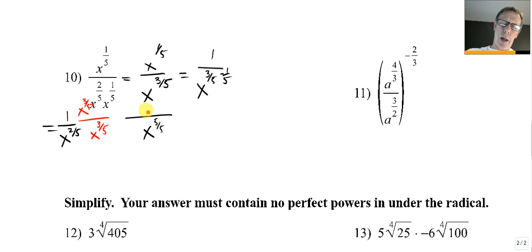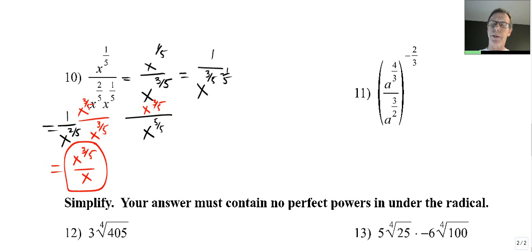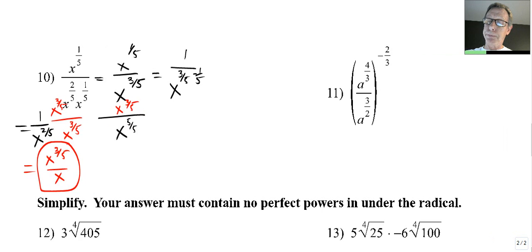So when I multiply, I'm going to end up with x to the 3/5 all over x to the 5/5, which 5/5 is 1, so I can rewrite that as x to the 3/5 all over x. And that's actually the proper form, even though it doesn't look to be the simplest. Let's move to the next one.